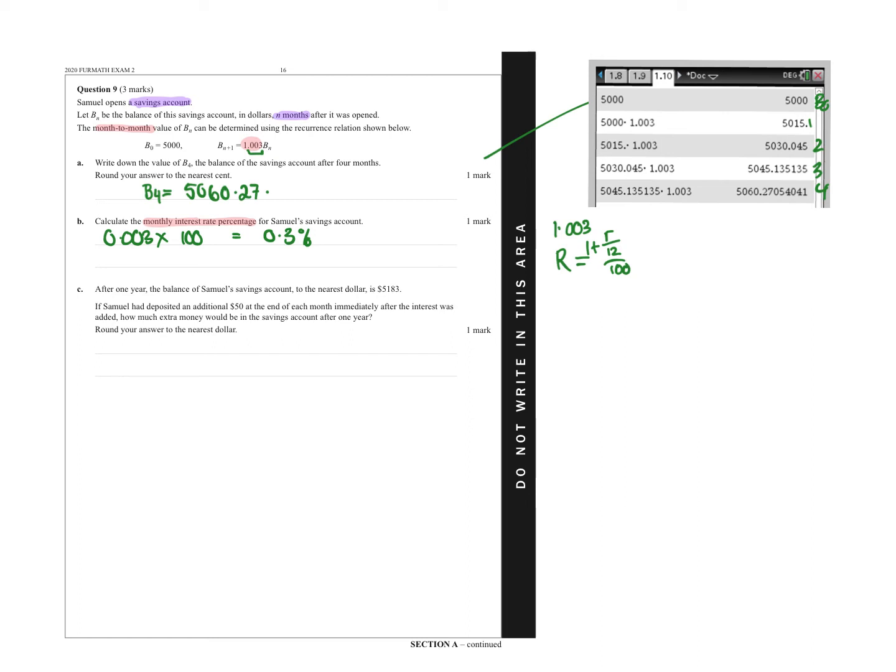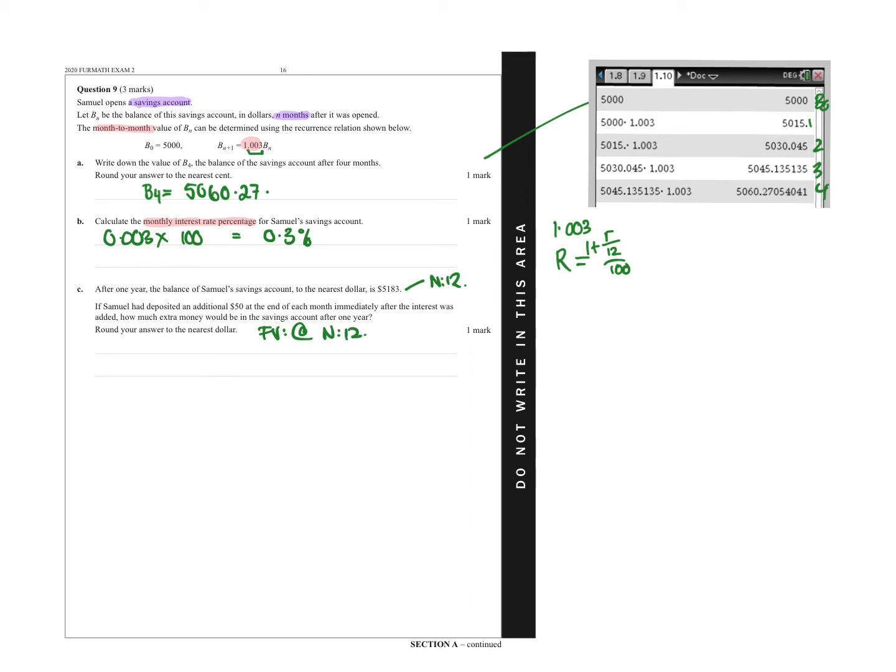After 1 year, the balance of Samuel's savings account to the nearest dollar is this. So this is 1 year, which actually means N is 12 months. If Samuel has deposited an additional $50 at the end of each month immediately after interest was added, how much extra money would be in the savings account after 1 year? So you probably want the final value at n equals 12.